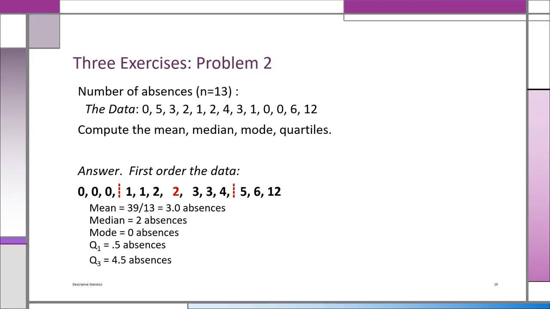Q1, take all the numbers below that red 2. The 6 numbers, get the median of that, and it's 0.5, the average of 0 and 1. Take the 6 numbers above, it's the average of 4 and 5. You see the broken red line, 4.5. These are approximate Q1 and Q3.